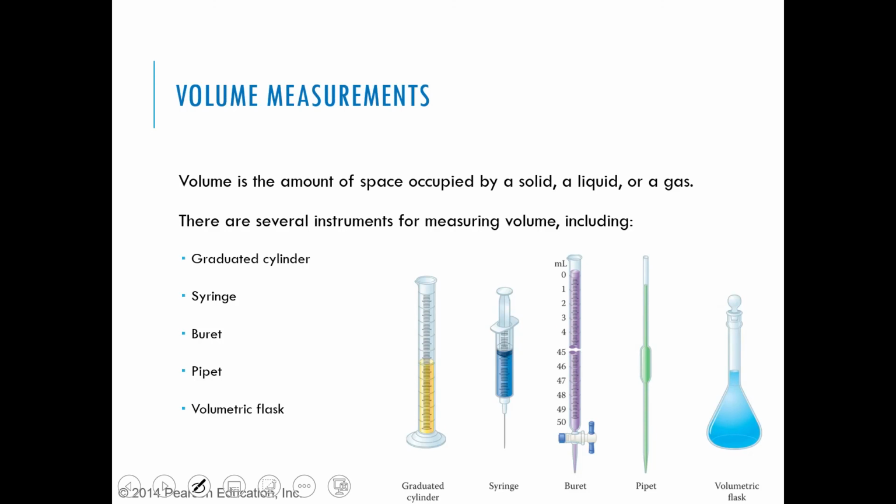Now, volume is the amount of space that's occupied by a solid, a liquid, or a gas, and there are several ways that we can measure that. Most common is using a graduated cylinder. We would pour our liquid right into the graduated cylinder and measure from the bottom of the meniscus to see how much space it's taking up. For much smaller quantities, you can use a syringe. For titrations, a burette is very common. Pipettes we often use in chemistry, as well as volumetric flasks.